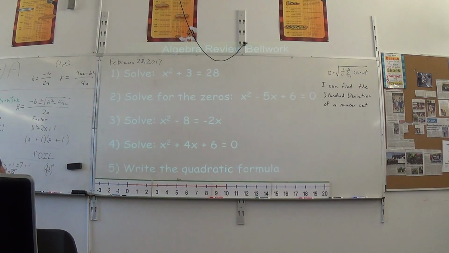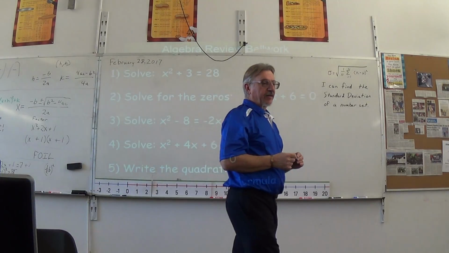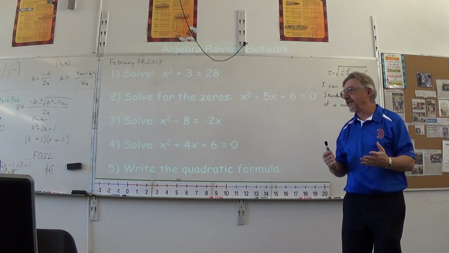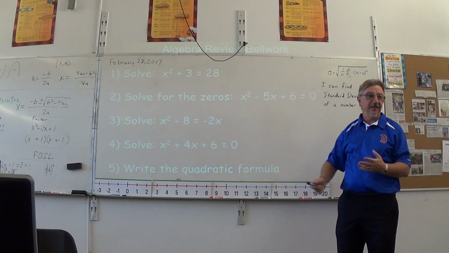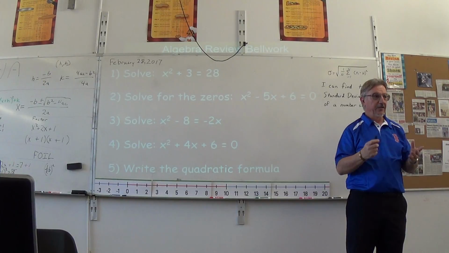Number 3, we're going to solve x squared minus 8 equals negative 2x. So what are we going to be looking for when it says solve? The value of x. Okay, we're looking for the value of x, which is the same thing as what we did here, which is solve for the zeros. It's just worded as the value of x.